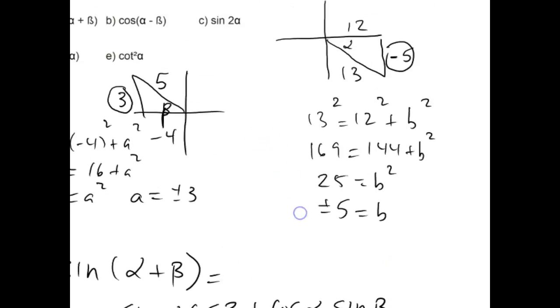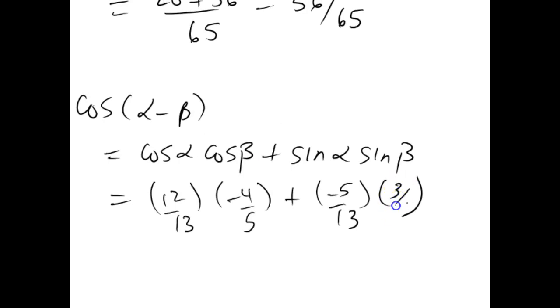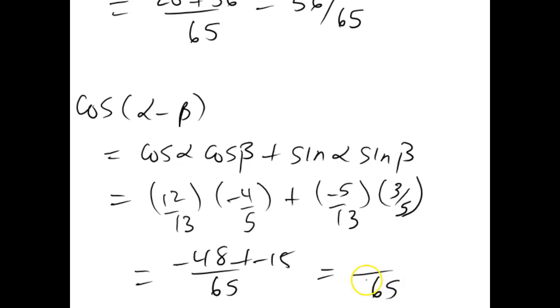Sine beta, you go to your beta triangle, it would be 3 over 5. Again, they're the same denominators, so we know it's 65. This times that is negative 48. This times that is negative 15. So this becomes negative 63 over 65.